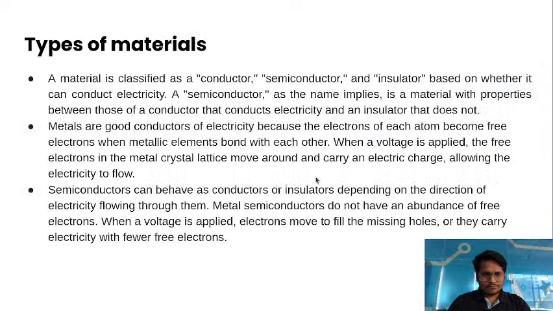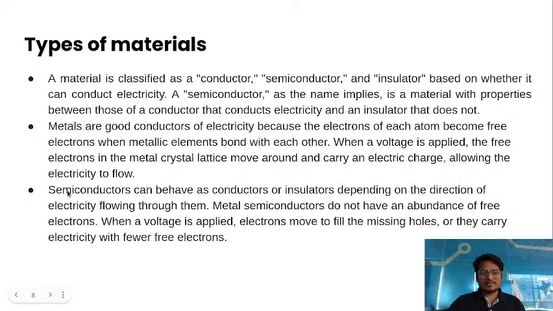Moving on, types of material. So we all know there are three types of material: conductor, insulator, and semiconductor. So we are going to learn about semiconductors, but I will also discuss conductors and insulators. So we all know what a conductor is. A conductor is a material through which electricity can easily flow, right? What is an insulator? An insulator is a kind of material through which electricity cannot flow.